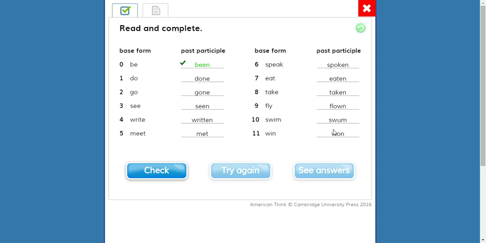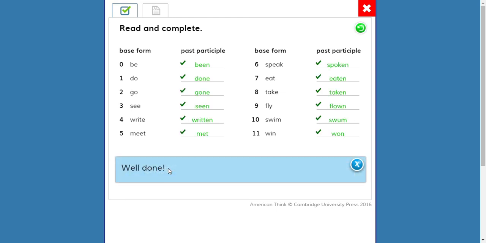So in this case, meet and win are very similar because the past and the past participle are the same. Now let's check. Maybe I have a mistake. There is no problem. I make mistakes. 1, 2, 3. Okay, all of them are correct. So please take a screenshot and practice those verbs for our classes. If you do this, excellent. If you don't, you have to do it.